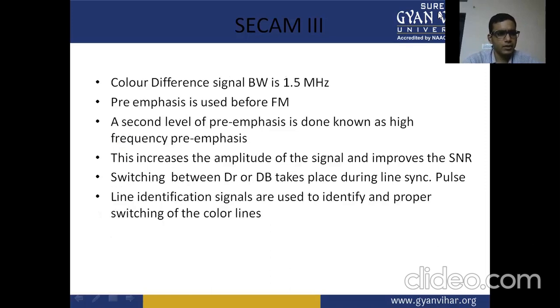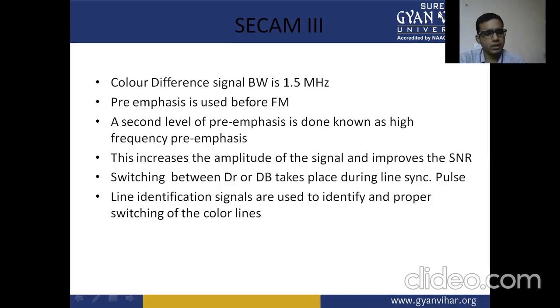In the next, we have the color difference signal, that is, the color difference signal bandwidth is 1.5 megahertz. The pre-emphasis is used before the FM. A second level of pre-emphasis is done, known as the high frequency pre-emphasis. This increases the amplitude of the signal and improves the signal to noise ratio.